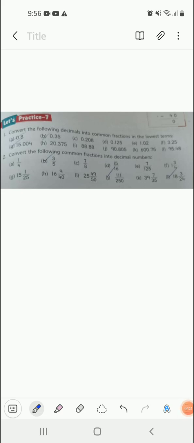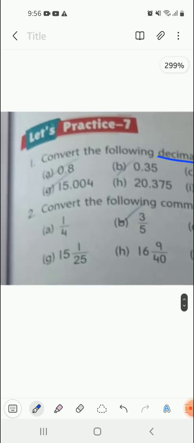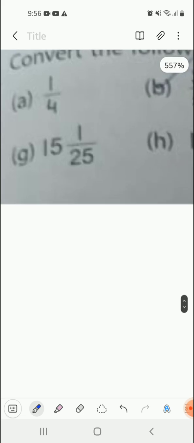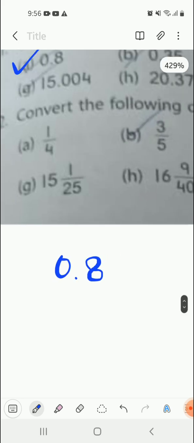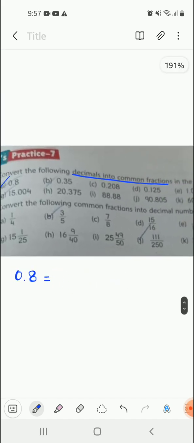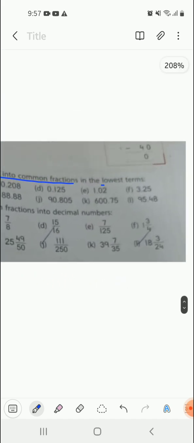Today's topic we are going to discuss is converting decimals into common fractions. The first question that we have is 0.8. We are going to follow some simple steps. First, write 0.8 down in simple fraction form, and then we are going to reduce it to the lowest term, because it's stated in the question that we need to reduce the answer to the lowest term.